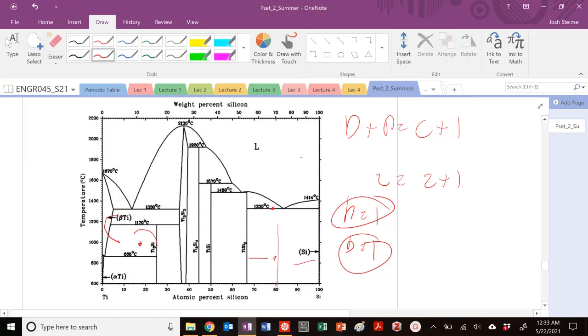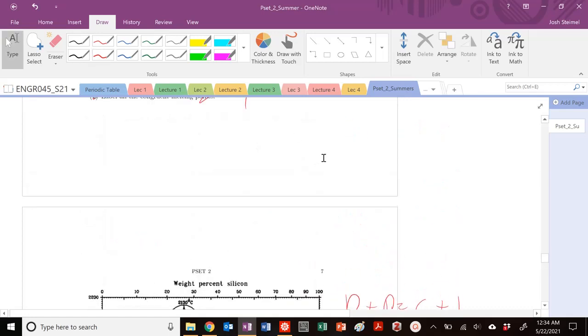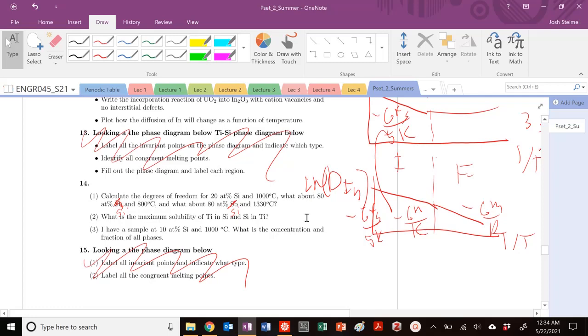Well, on this line, I'm simultaneously in this phase, and I'm simultaneously touching the liquid phase as well. So I'm in 2 phases, so my degrees of freedom is also 1. That's it. So let's go ahead and we've answered all those questions.